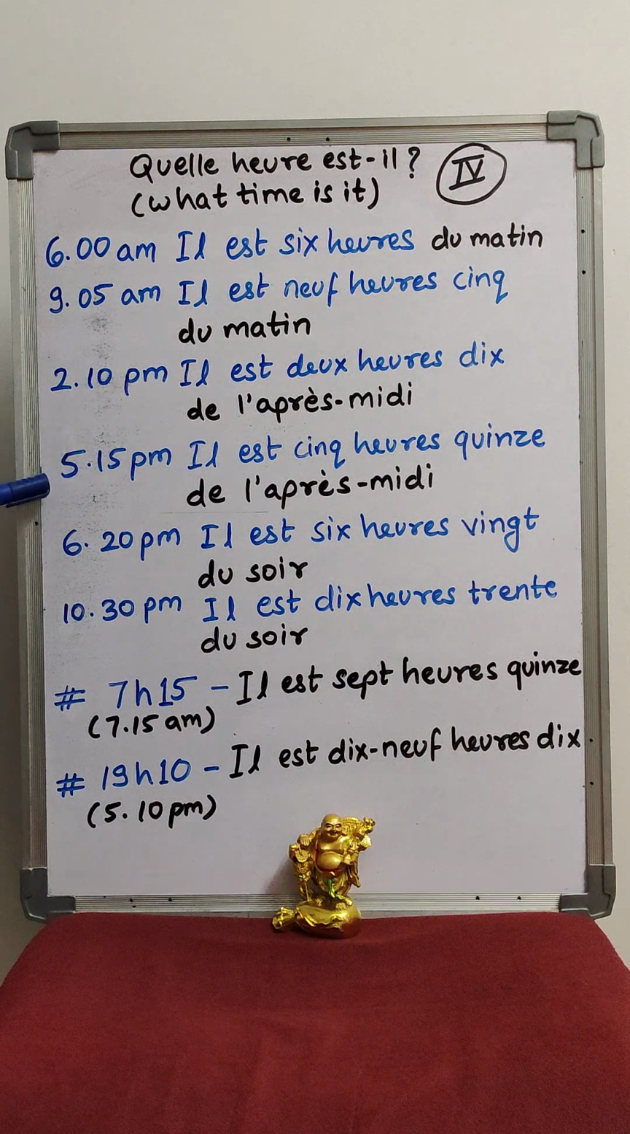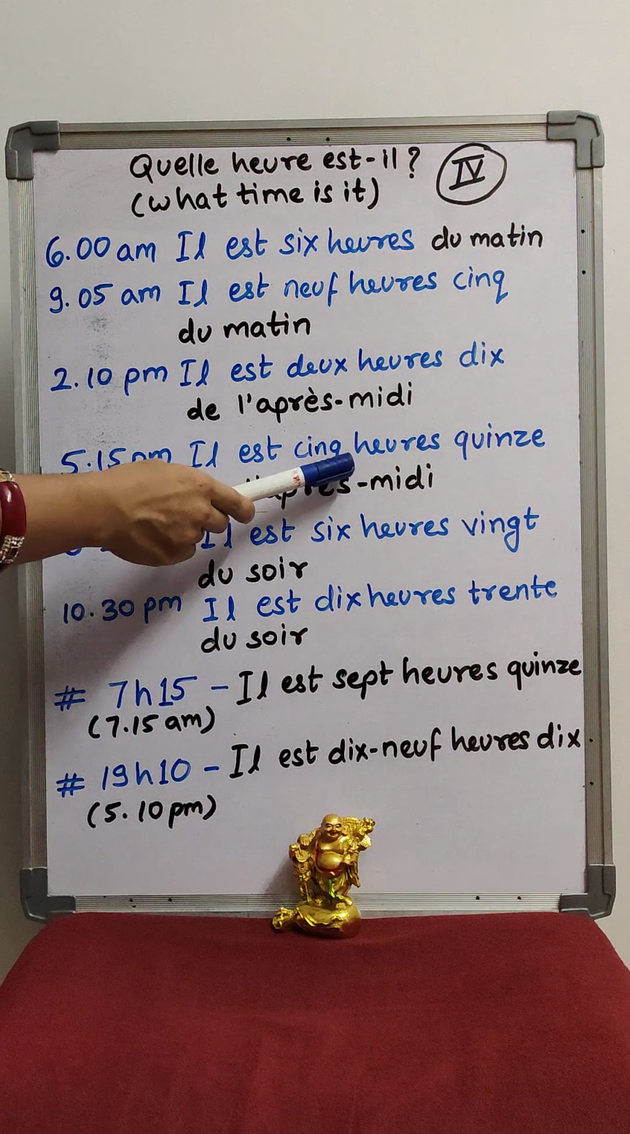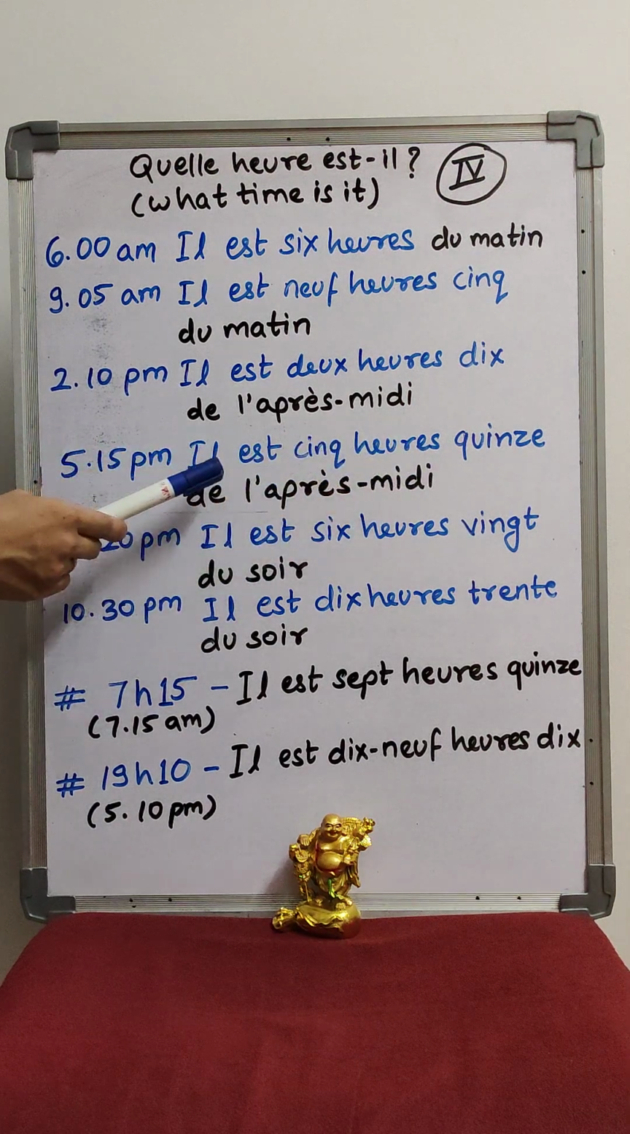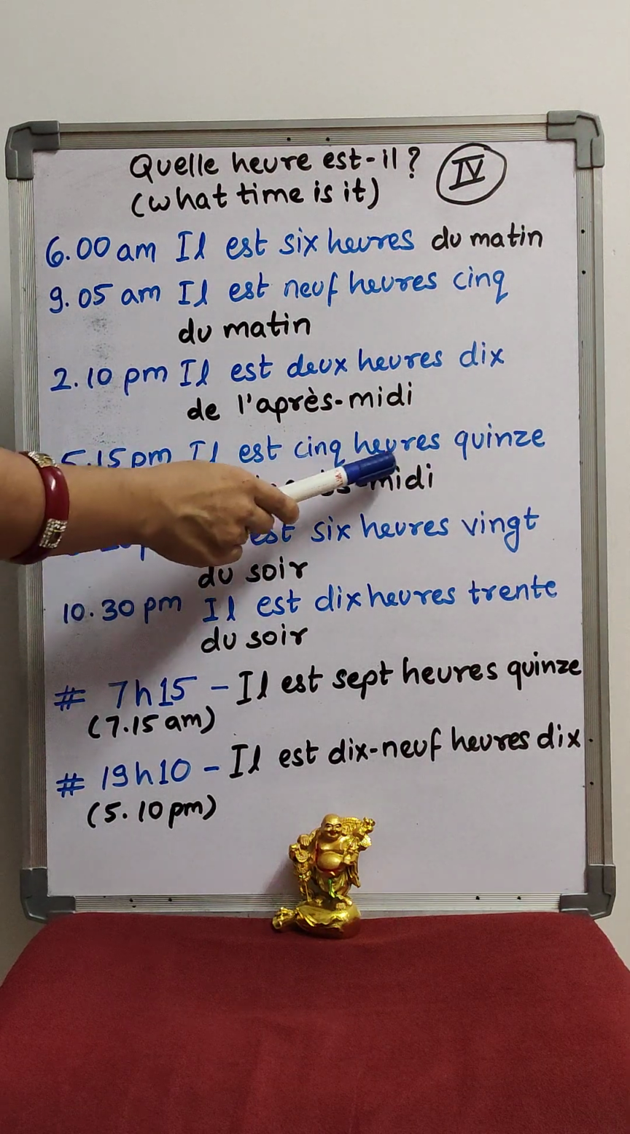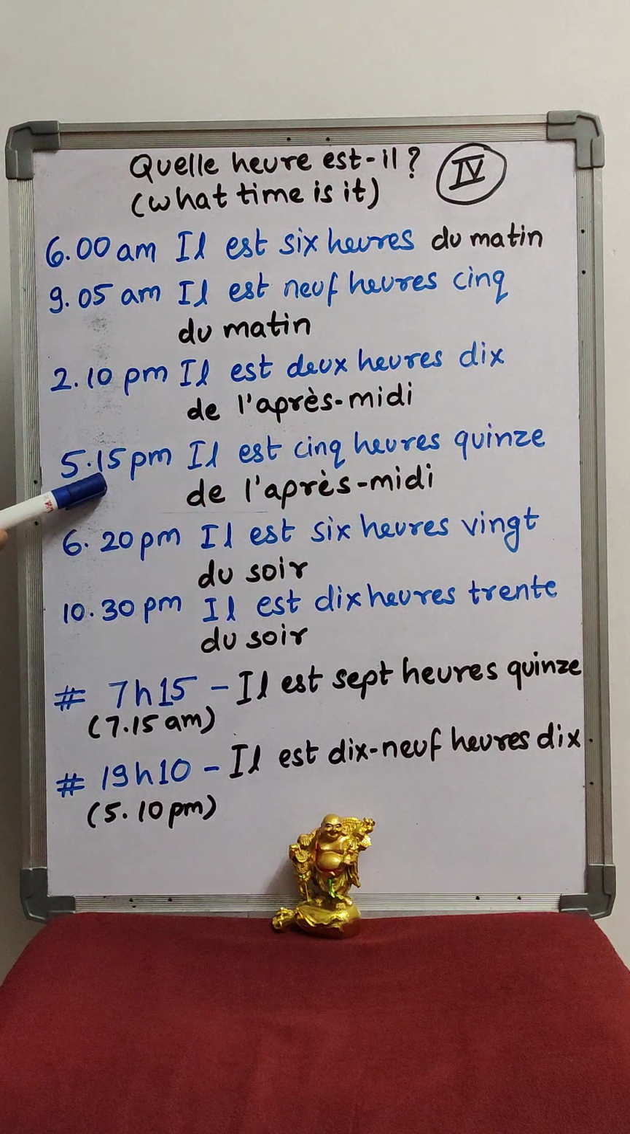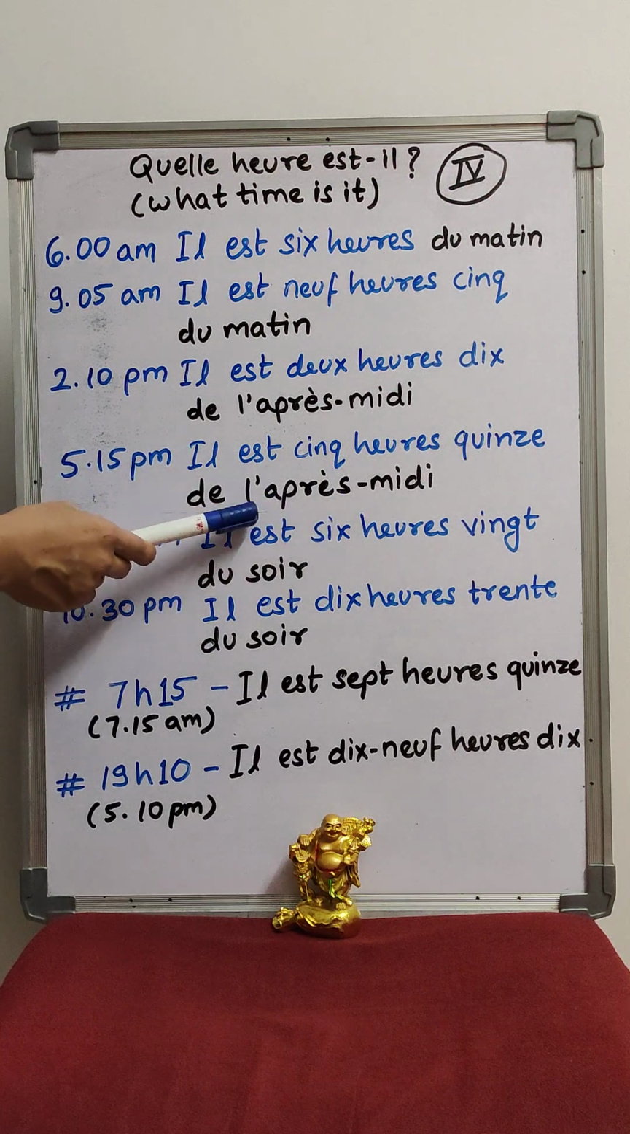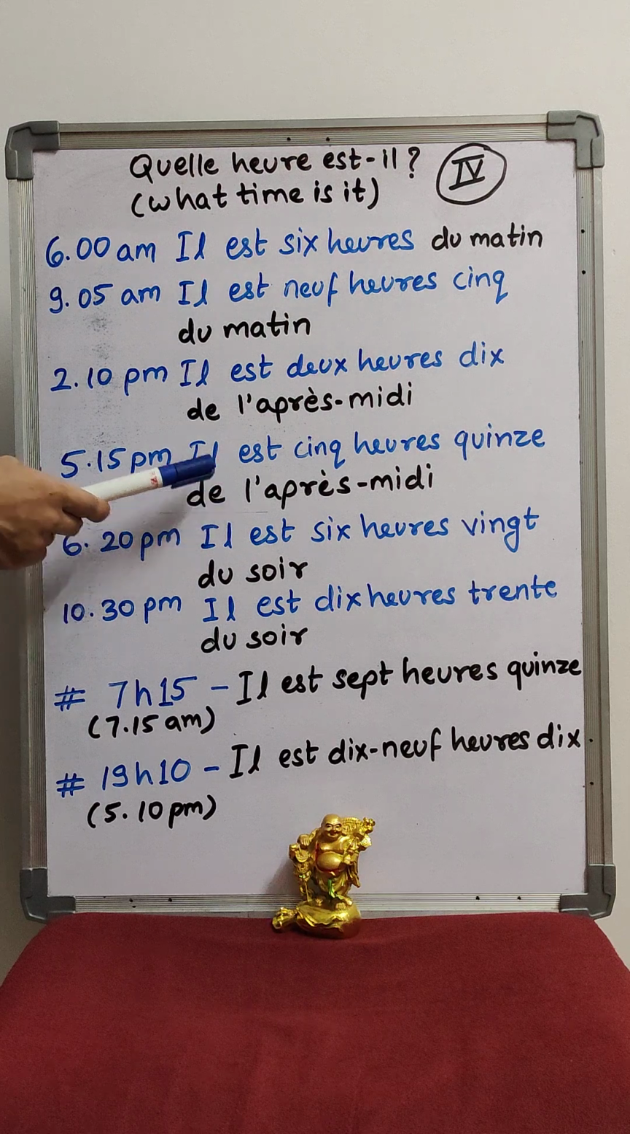Okay. If I am saying it is 5:15 p.m., il est 5h15, or you can say il est 5h15. You remember that for 15 it's a quarter part. We say un quart. This time plus a quart de l'après-midi you have to mention here.